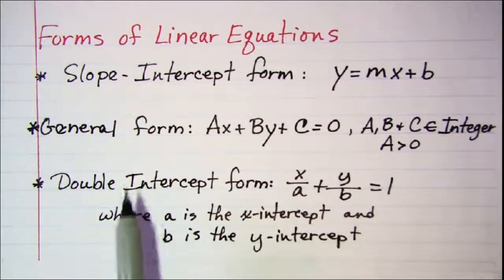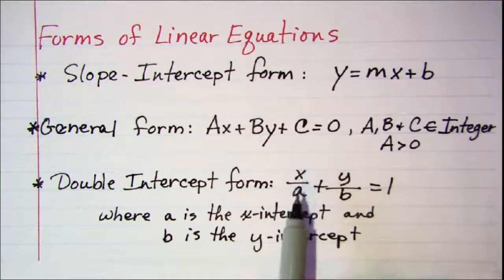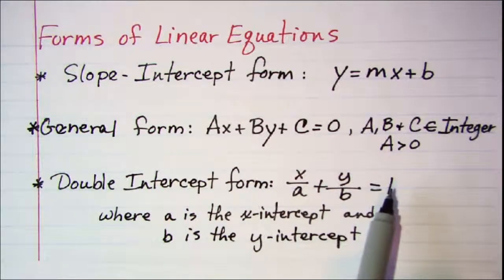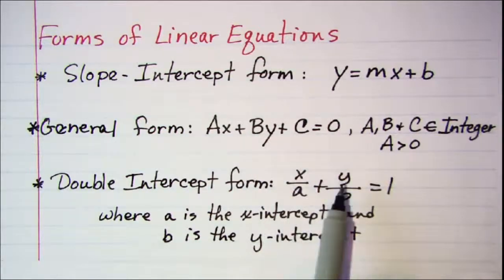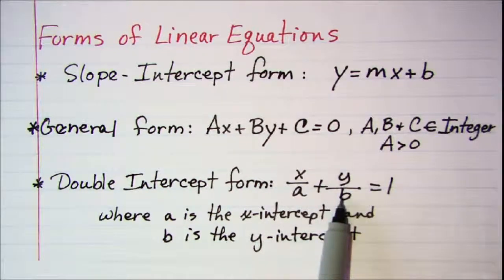Another form of linear equations is the double intercept form, and that looks like this: x over a plus y over b is equal to 1. Now, the main thing about the double intercept form is that there's always a 1 on the right side, and then the x and the y are divided by their respective intercepts. In other words, a, the number underneath the x variable, is the x-intercept, and b, which is the number in the denominator of the y term, is the y-intercept.